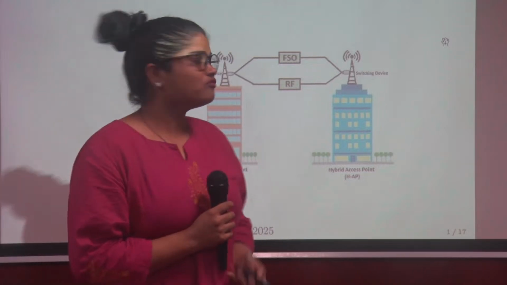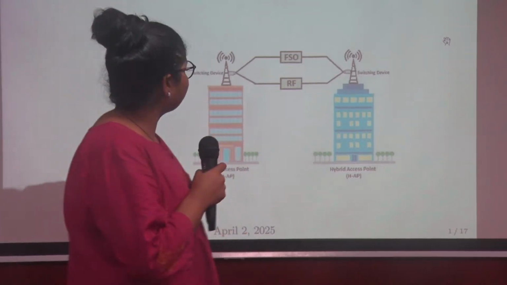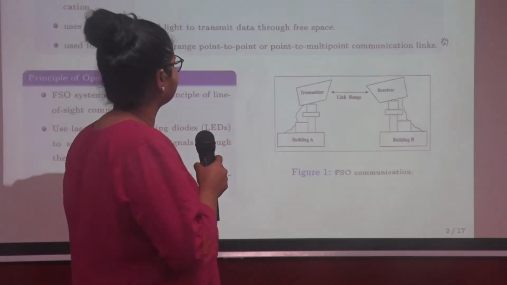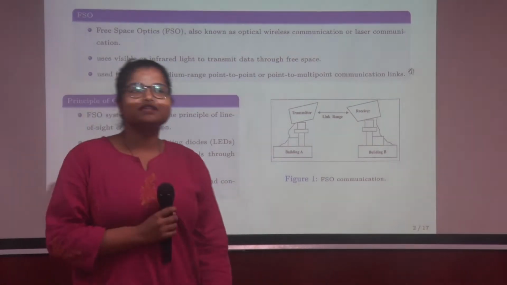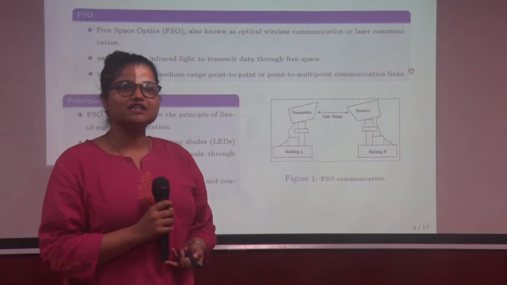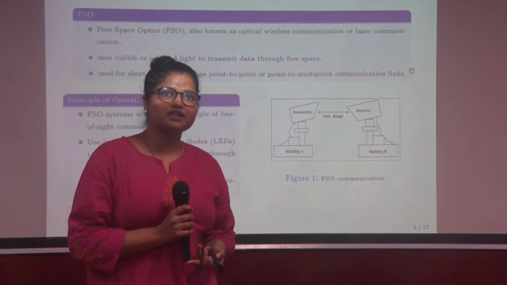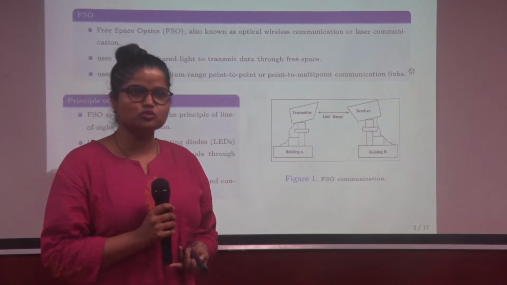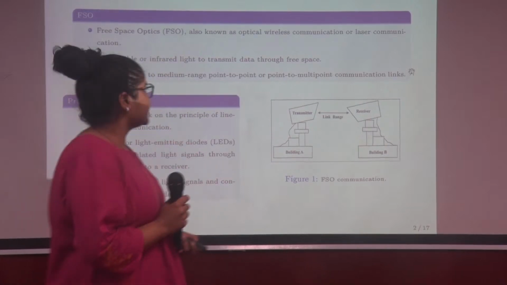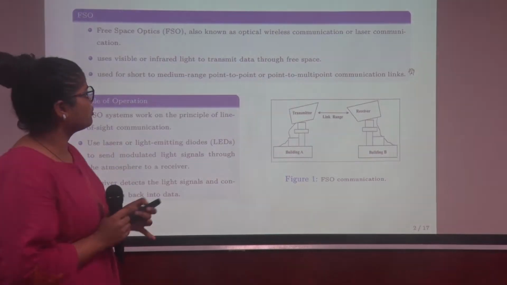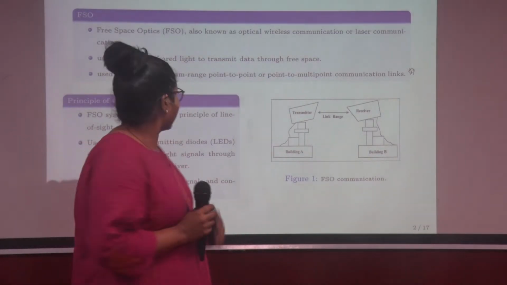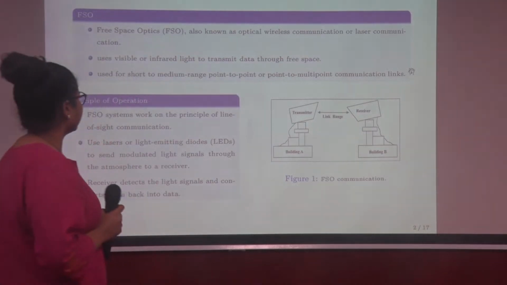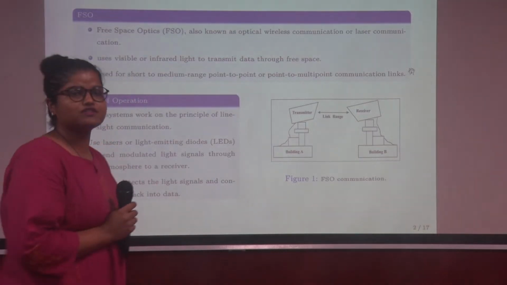So, the topic of my presentation is hybrid FSO RF systems for 6G. Free space optics is also known as optical wireless communication. In this, visible light or infrared light is used to transmit the data. It is for short to medium point-to-point communication. The primary principle for FSO communication is that it requires a line of sight path.